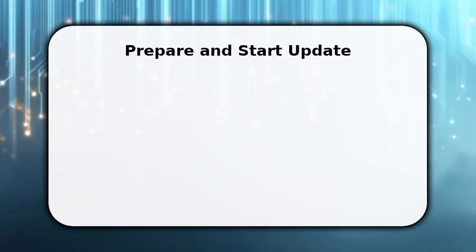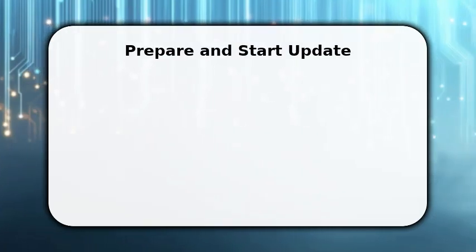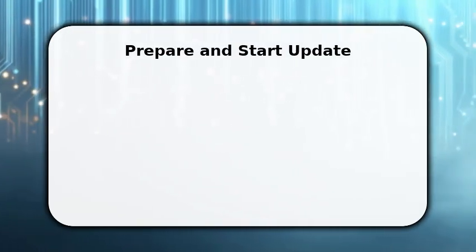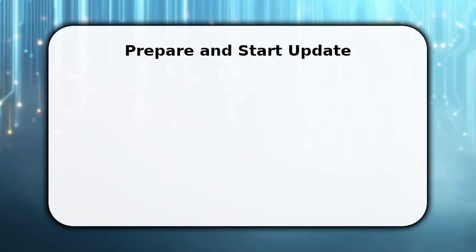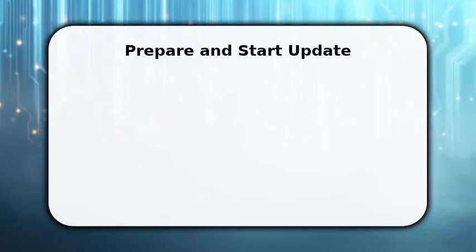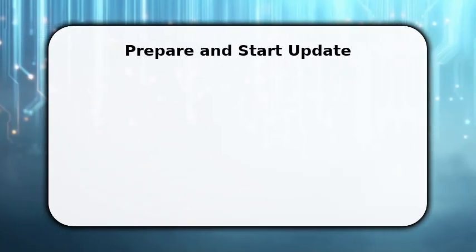You begin by confirming prerequisites so the update won't fail. Plug in power and back up important files to an external drive or cloud. Next, open Settings, choose Update and Security, then Windows Update to check for available updates.